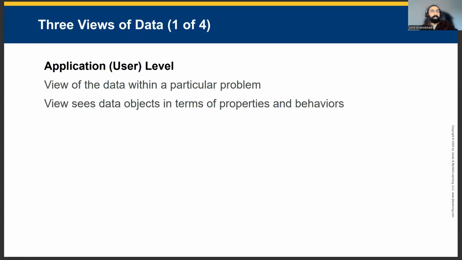Three views of data: application level. At the application or user level, we think about data in terms of how it solves a problem. This view doesn't worry about how data is stored or implemented. It only focuses on what the data represents and what actions can be performed. For example, if we think about a playlist in a music app, the application level concerns itself with operations like next song, add song, or remove song. The underlying structure, whether array, linked list, or something else, is irrelevant to the user.